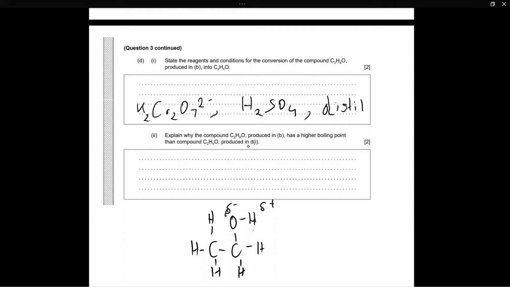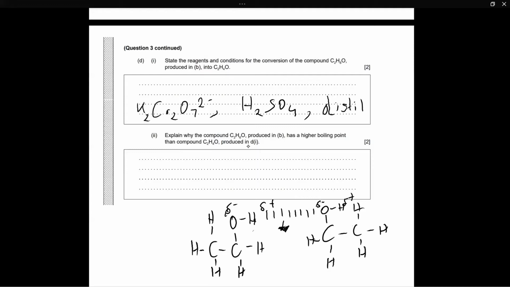And this hydrogen with a slight positive charge can actually form attractions with an oxygen on another ethanol with a slight negative charge. This is how hydrogen bonding takes place. This is essentially the hydrogen bonding, and it is one of the strongest intermolecular forces.